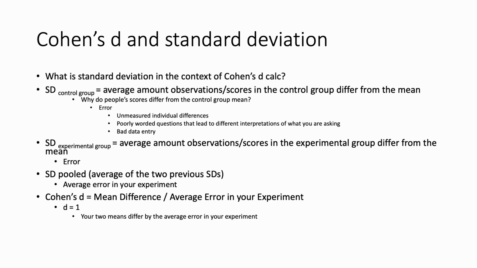The cool thing about Cohen's d, which is not on the slide but probably should be, is that it allows us to compare effect sizes across experiments. So if I run a study on racism and find a Cohen's d of 1, and you run a study on therapy and find a Cohen's d of 2, your study had twice the effect of mine. Your therapy experiment changed scores by 2 times the average amount of error in your experiment, while my racism experiment changed scores by only the same amount as the average error in my experiment.